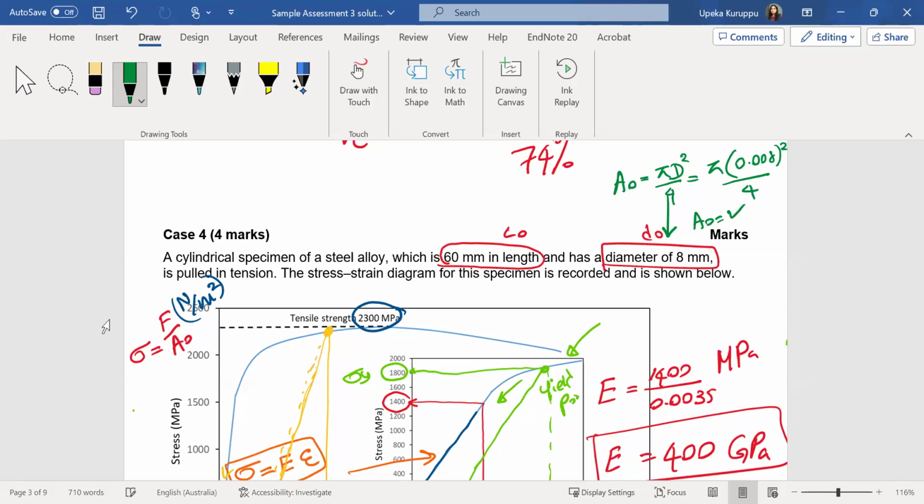What do we get for the area? 5. 5 times 12 minus 5. Do we all get this? Okay, so what is your maximum load now?